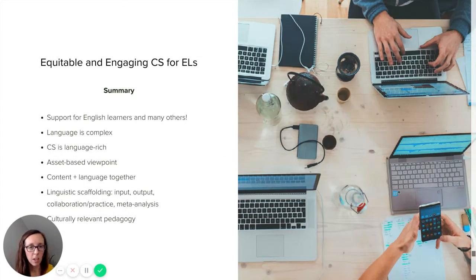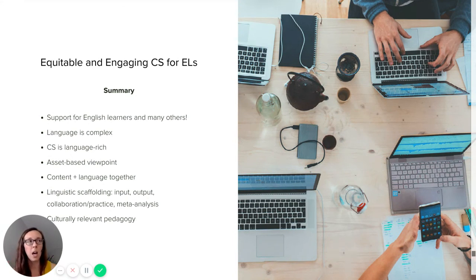So to sum up, we're finishing up here. We've talked a little bit about how support for English learners and many others is really important in computer science, and that's because language is so complex. Computer science is actually really language rich, thinking about the academic language that's involved, both the input and the output. We want to make sure that we're using an asset-based viewpoint when we're thinking about students and the things that they have to offer to our classes.